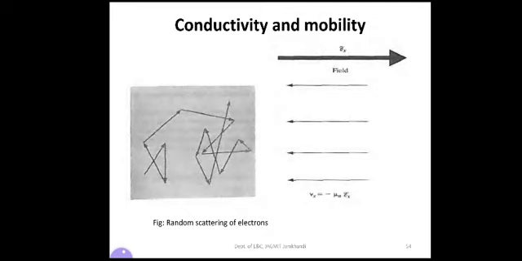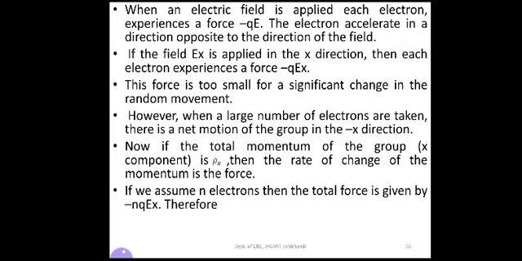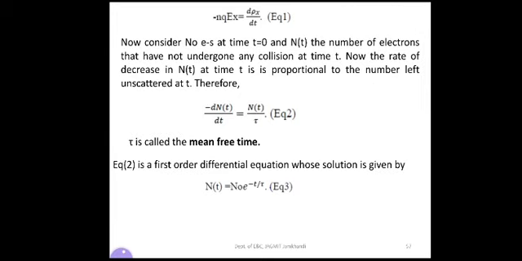If px is the x component of the total momentum of the group, the same thing is explained here, whatever I have just explained in these slides. The force of the field on the n electrons per centimeter cube is given by minus n q epsilon x is equal to dpx by dt. You can name this equation number 1.